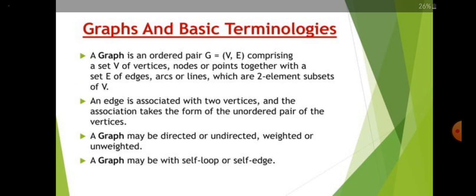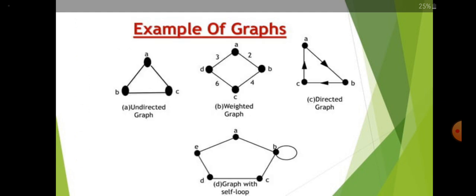Graphs and basic terminologies. A graph is an ordered pair G = (V, E) comprising a set V of vertices, nodes or points, together with a set E of edges, arcs or lines, which are two-element subsets of V. An edge is associated with two vertices, and the association takes the form of an unordered pair of the vertices. A graph may be directed or undirected, weighted or unweighted. A graph may have a self-loop or self-edge.